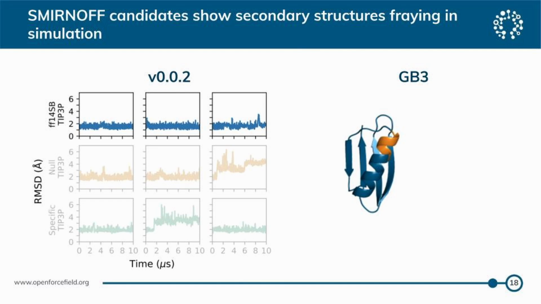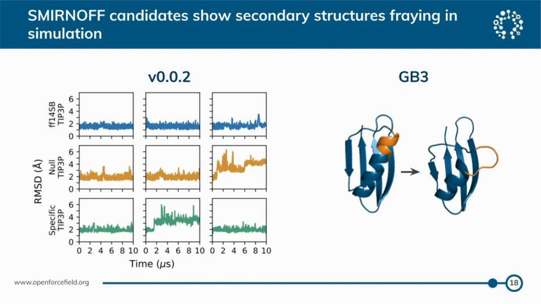Using the already existing AMBER ff14SB force field as a reference, we see ff14SB does a great job here. It's very stable in solution, and it's stable across all 3 replicates. With our force fields, though, what we typically see is that some of the secondary structure unravels. So in this case, with TIP3P water, in at least one replicate of both the null and specific models of one of our previous generation of force fields, we see the alpha helix, or a portion of it, unravel here.